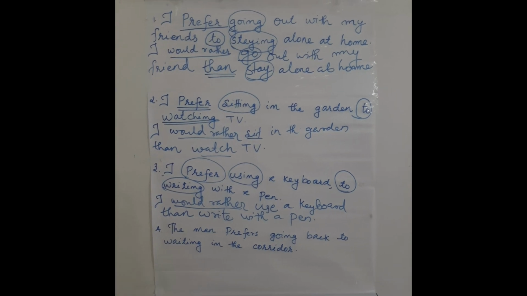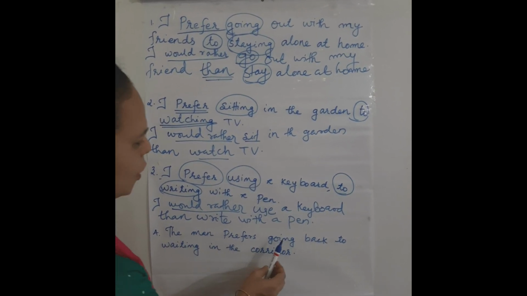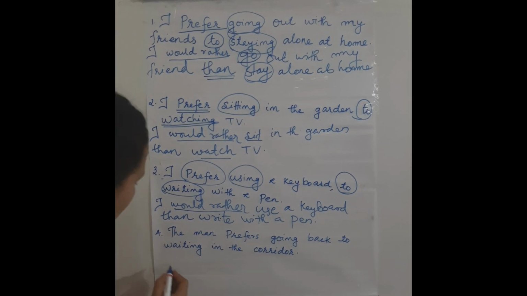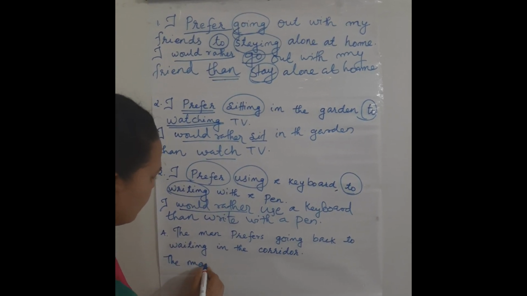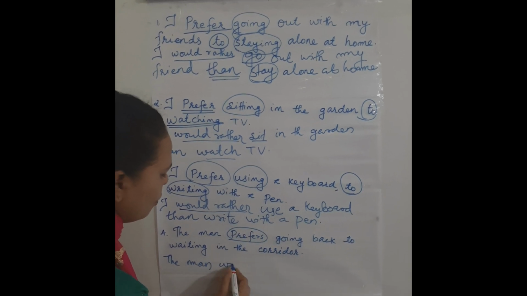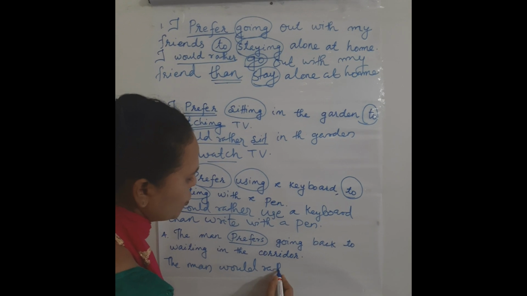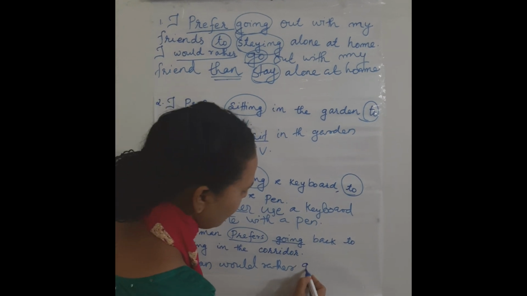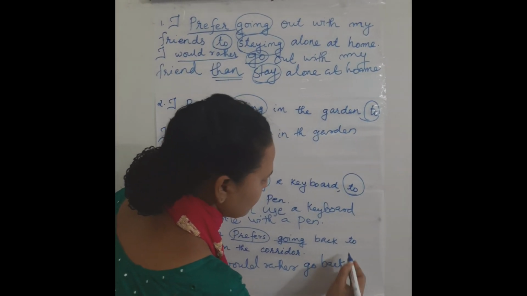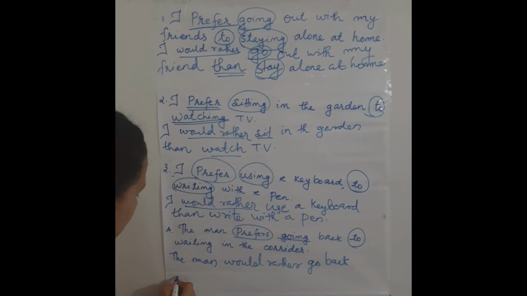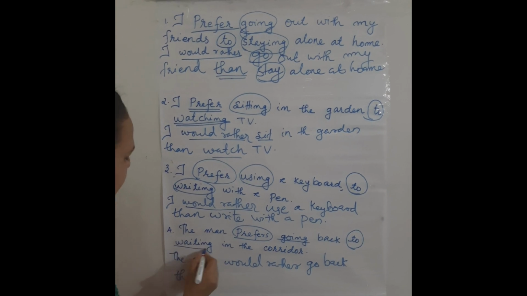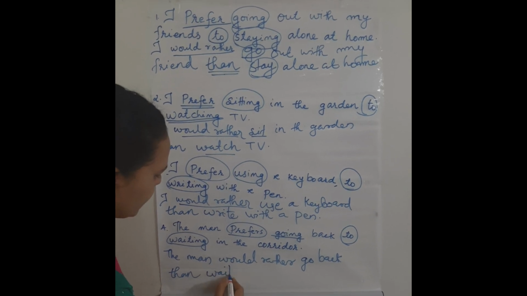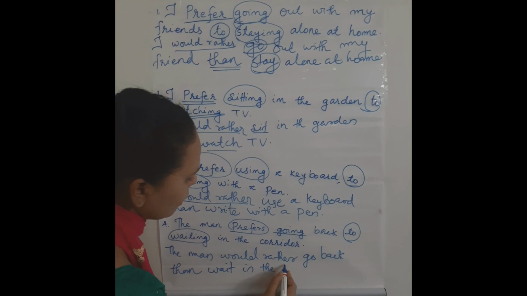So the last example, let's consider this. The man prefers going back to waiting in the corridor. So how did it come? The man prefers, instead of that, would rather. The man would rather. The participle form of the verb is given, going, so change it to its base: go back. Instead of this to, as I told you, than. Waiting, here again the ing form of the verb, participle form of the verb, change to base, that is wait, in the corridor.